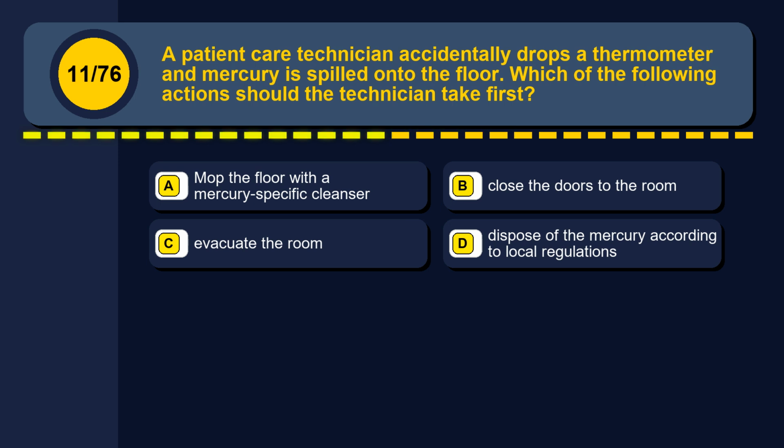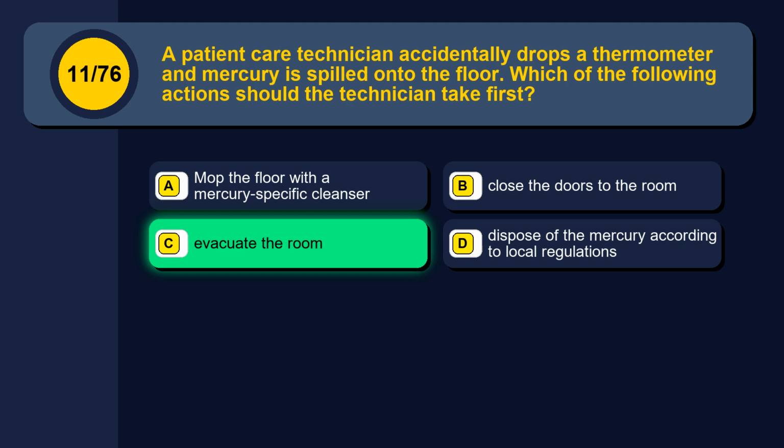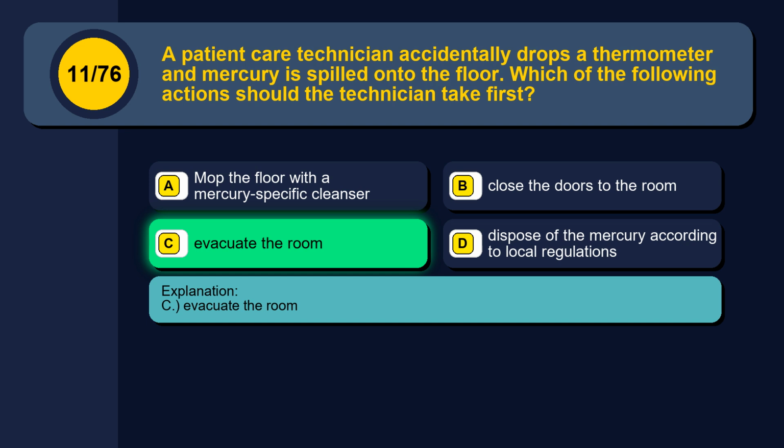Option A, mop the floor with a mercury-specific cleanser. Option B, close the doors to the room. Option C, evacuate the room. Option D, dispose of the mercury according to local regulations. The correct answer is option C, evacuate the room.